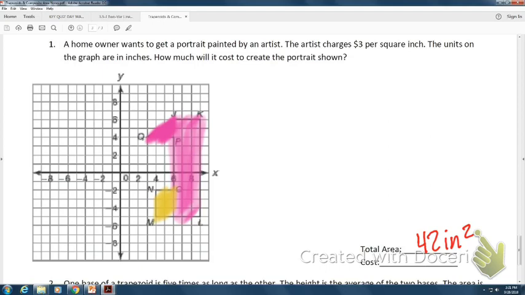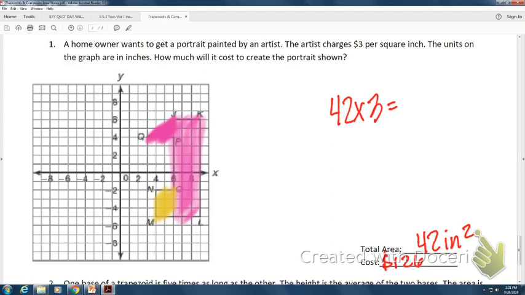But awesome job. Okay, what about the cost? How'd you figure out the cost? Very good. You just took the area and you multiplied it by 3. So what is the cost of this portrait? $126. Awesome job.